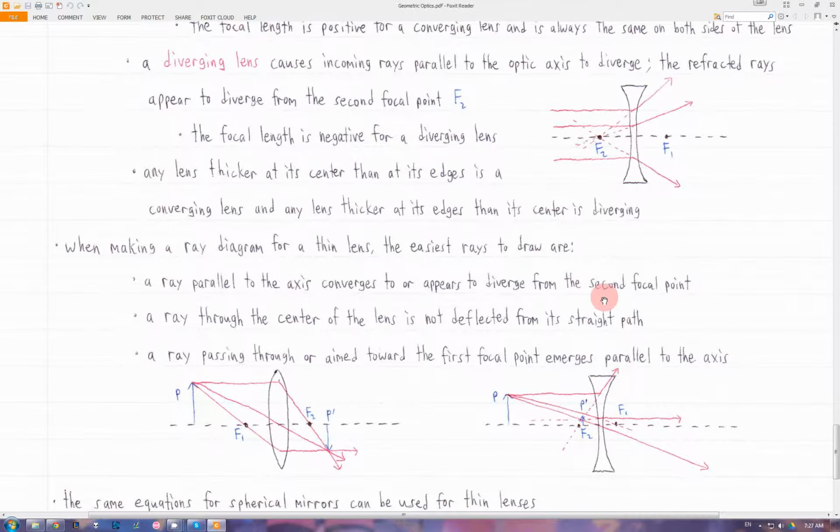So of course, after you draw these three rays, then you're going to see where they converge or where they appear to diverge from. And then that's where the image is going to be. So you can see in this converging lens, the image is real and inverted. And in this diverging lens, the image is virtual and upright.